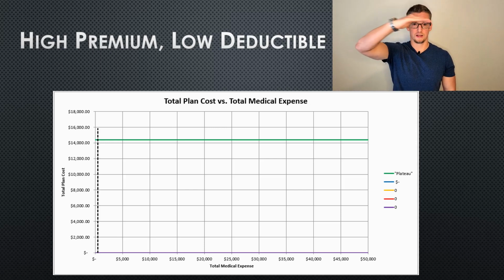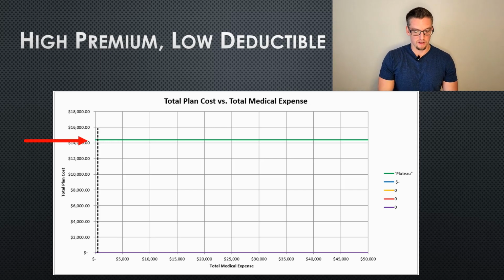These plans look like a plateau. They have a high starting value because most of the cost is carried by the high premium, and the costs don't increase by much, if at all, with your usage. And then there's everything in between.